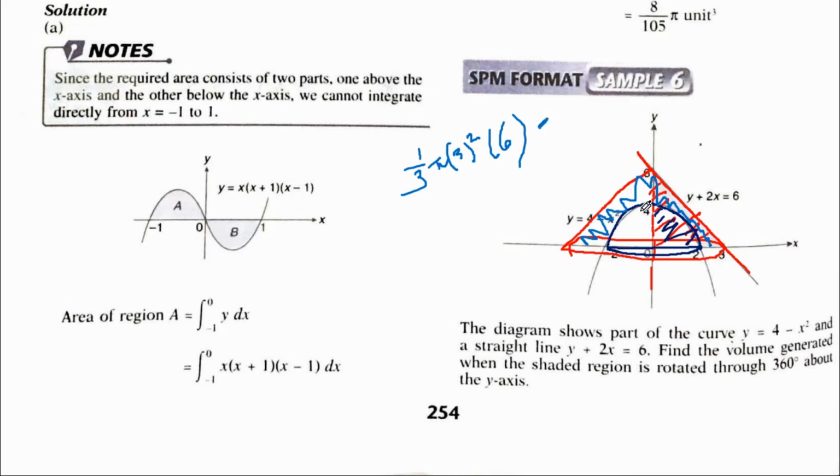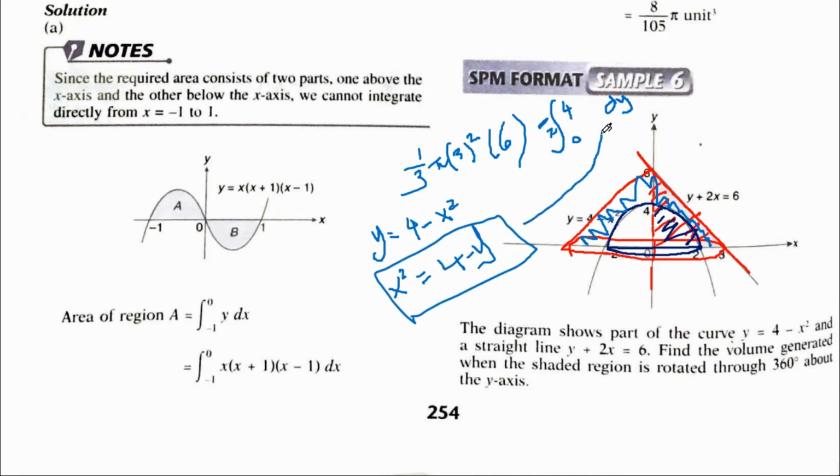Minus, for this one you can use a hemisphere or you can just use integration. This is the y-axis, so integrate from 0 to 4 of pi, and since this is the y-axis, dy. In the center we have to put x squared. So what is x squared? The equation of this curve is y equals 4 minus x squared. Rearrange this, so x squared equals 4 minus y. You just put in 4 minus y. Solve this.